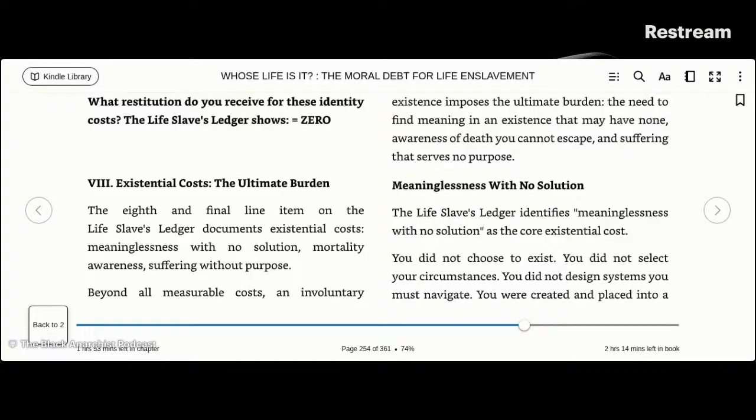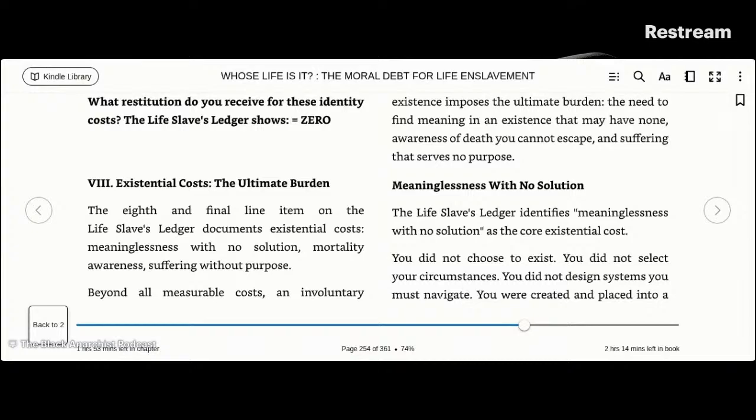Existential cost, the ultimate burden. The eighth and final line on the life slave ledger documents existential cost: meaninglessness with no solution, mortality awareness, suffering without purpose. Beyond all measurable costs, an involuntary existence imposes the ultimate burden: the need to find meaning in existence that may have none, awareness of death you cannot escape, and suffering that serves no purpose.